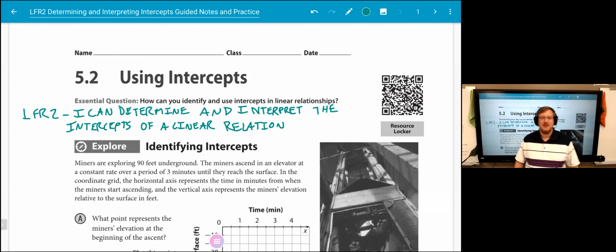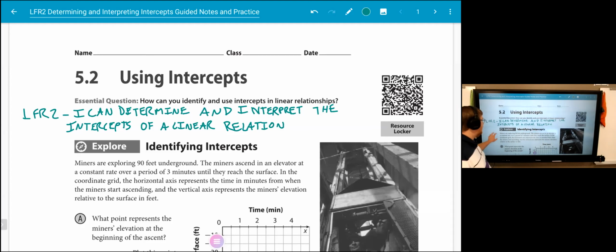Hello, LFR2. Welcome. Today we're going to talk about LFR2. I can determine and interpret the intercepts of a linear relation. So let's go ahead and get started. Go ahead and follow along in the notes, and here we go.